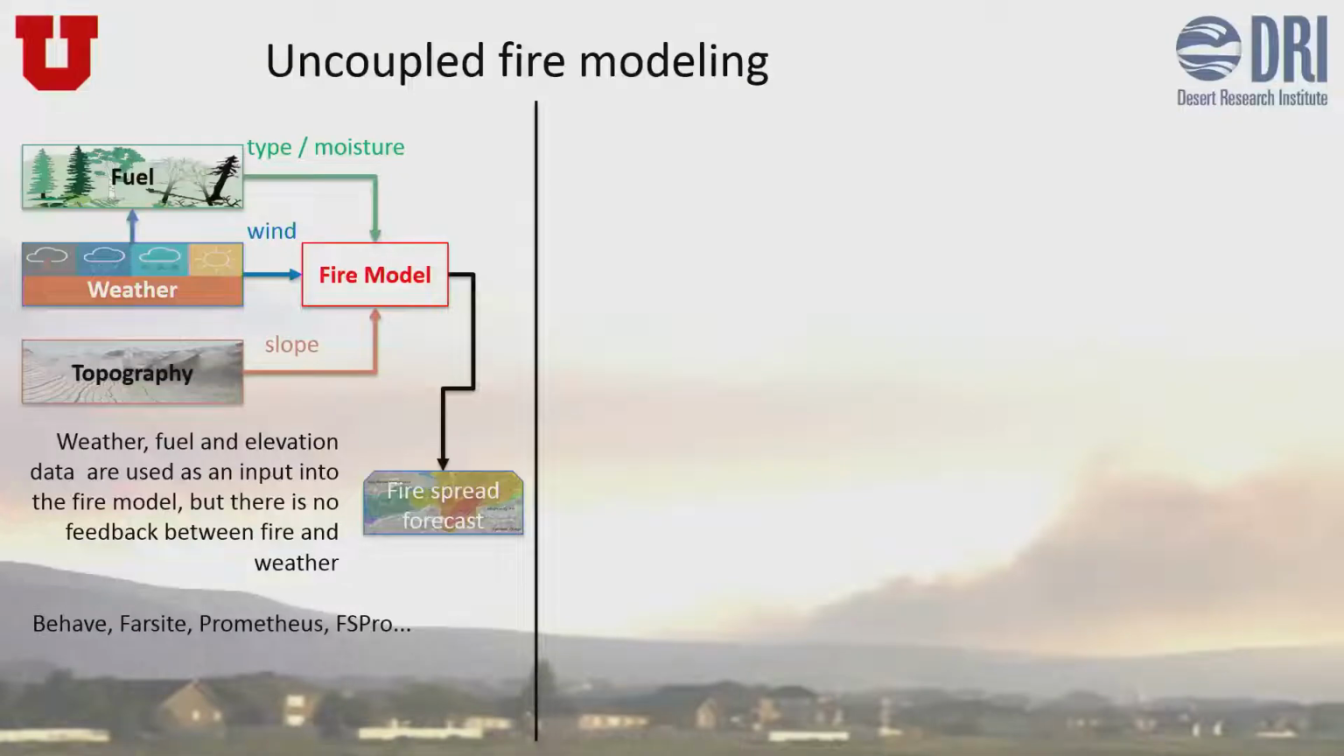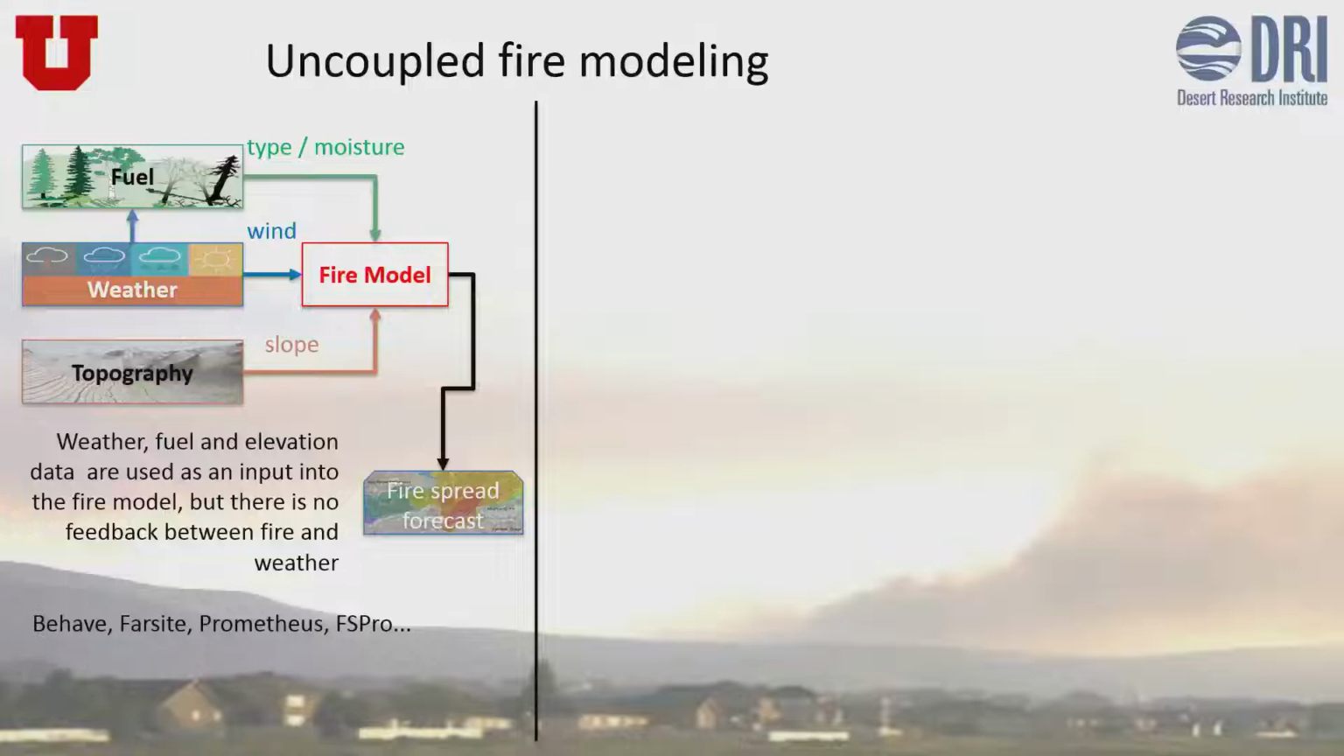So before I go into this subject of the coupled atmosphere fire modeling, I wanted to briefly touch on the classical approach, which is uncoupled fire modeling. So in this case, generally we would have fuel information, we would have some weather data, we would have some description of the topography, and these three sets of data would be used in a fire model to compute our forecast of the fire spread.